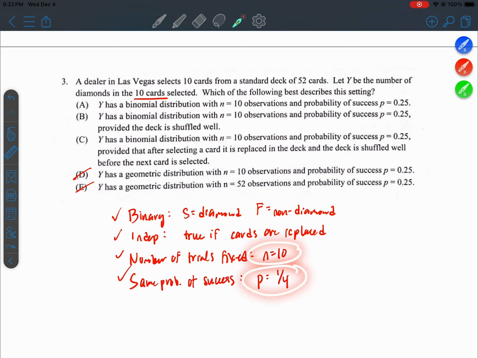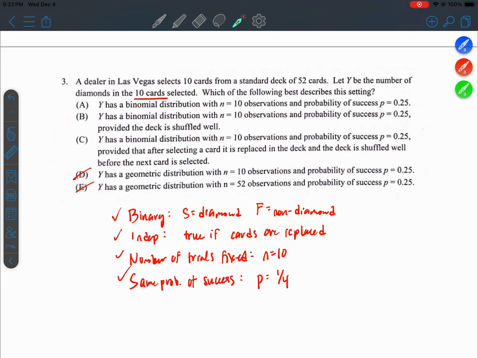N equals 10. 1/4 is the same as 0.25. All right, B says Y has a binomial distribution with n equals 10 observations and probability of success P equals 0.25, provided the deck is well shuffled. That's important, right? That ensures that each card is random, that there aren't any patterns or associations in the outcomes of the cards.